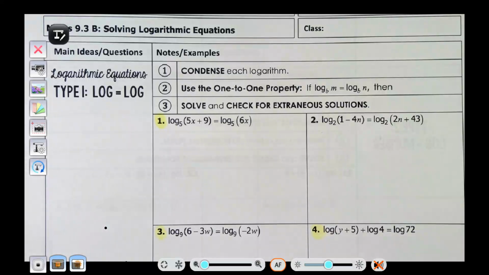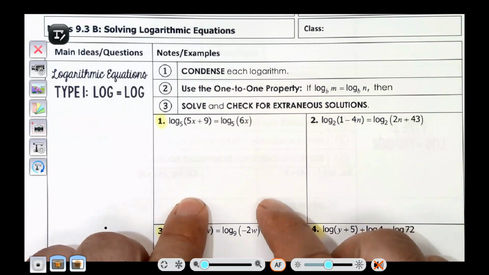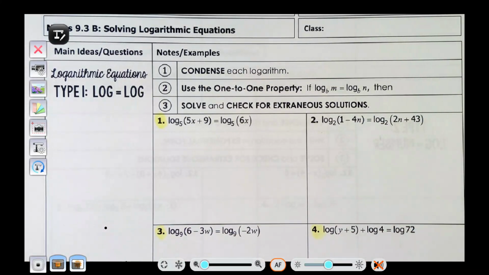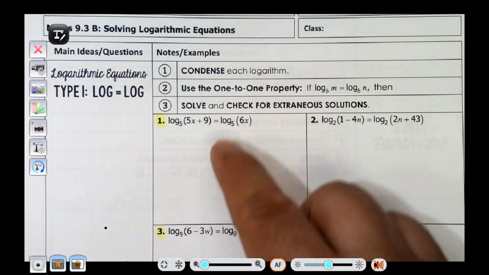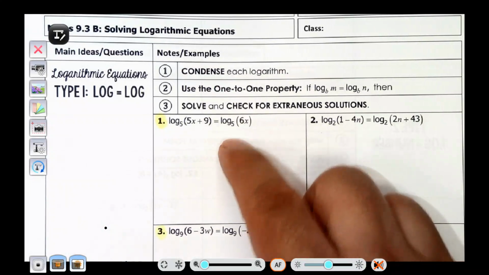All right, welcome back. Today we are going to be working on notes 9.3b, where we are going to be solving logarithmic equations. So we've solved exponentials, and one of the things that we talked about with exponential functions was if the bases were equal, then we made the powers equal to each other. Well, if that one-to-one property works for exponentials, right?